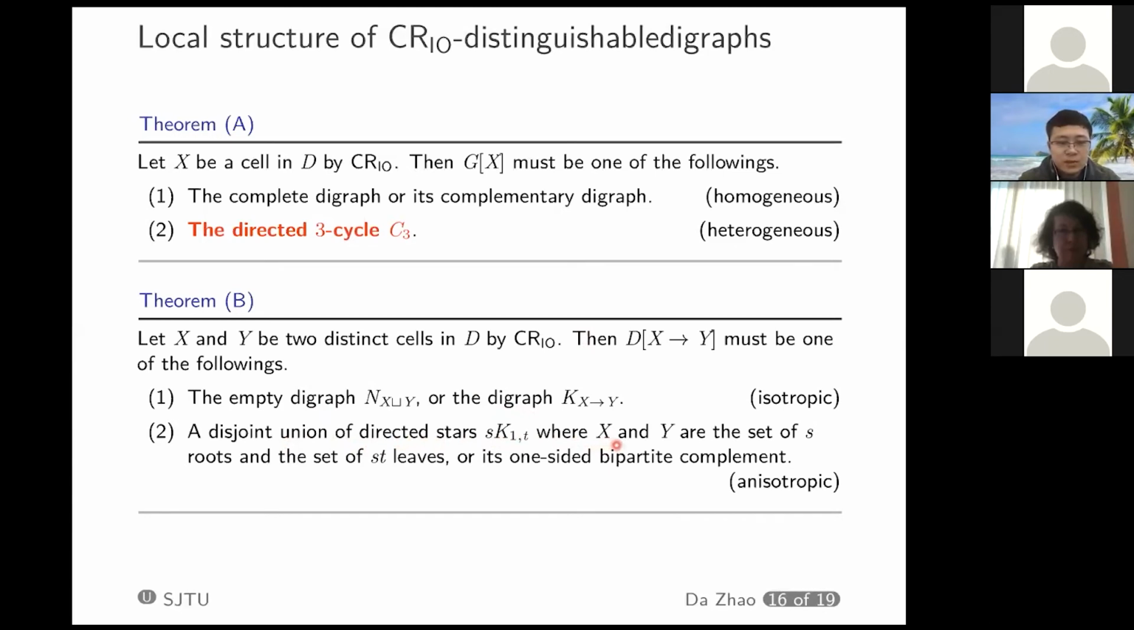X and Y are the roots and the leaves respectively. Surely you can also consider its one-sided bipartite complement: just reverse all the relations from X to Y, but only inside X to Y, and you do not consider those from Y to X or others.